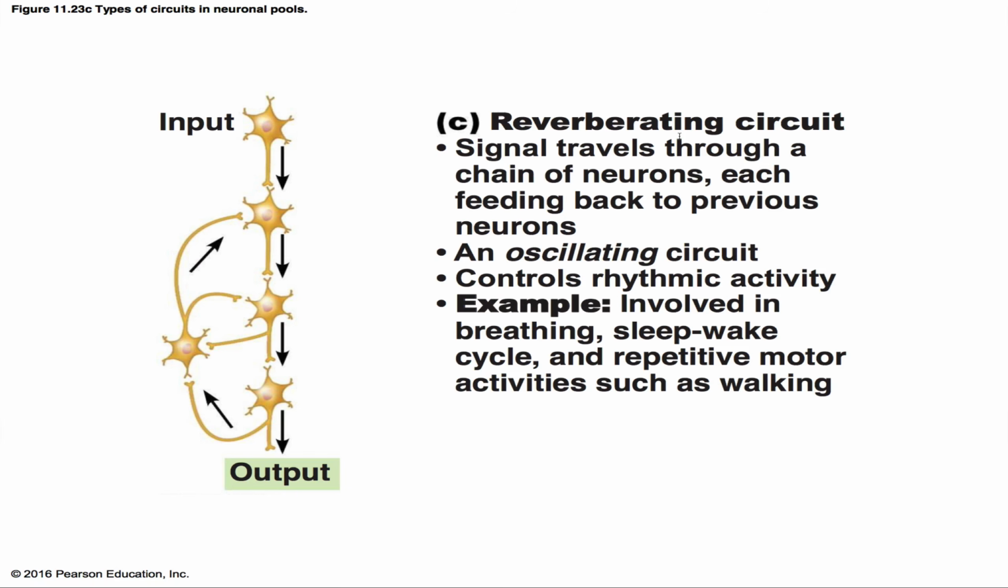In a reverberating circuit, the incoming signal travels through a chain of neurons, each of which makes collateral synapses with neurons in a previous part of the pathway. As a result of the positive feedback, the impulses reverberate. In other words, they're sent through the circuit over and over again, giving a continuous output signal until one neuron in the circuit fails to fire. These circuits are involved in the control of rhythmic activities such as the sleep-wake cycle, breathing, and certain motor activities like when your arms are swinging when we walk.